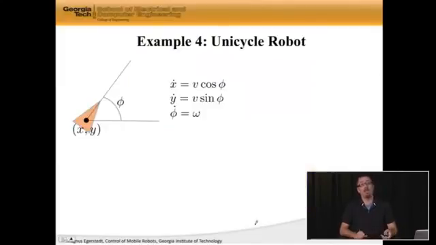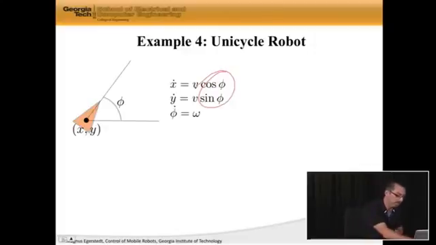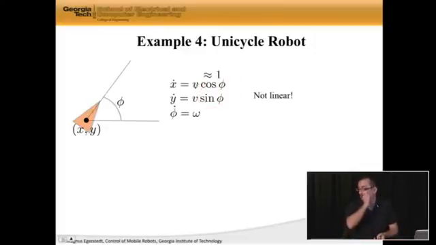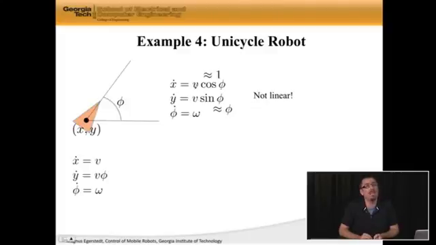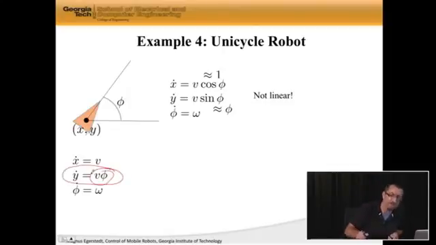Let's do another example now. This is the unicycle robot we looked at when we modeled the differential drive robot. Again, sines and cosines are unpleasant. This is not linear, right? But cosine for small angles is equal to 1. So let's assume we're dealing with small angles. And sine for small angles is equal to the angle itself. So using that, we get this. But look at this. This is still not linear, because here we have a multiplication.